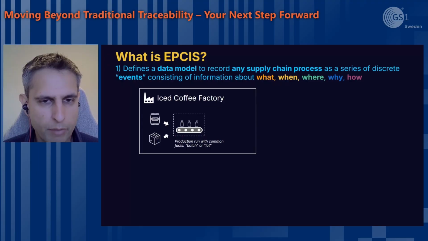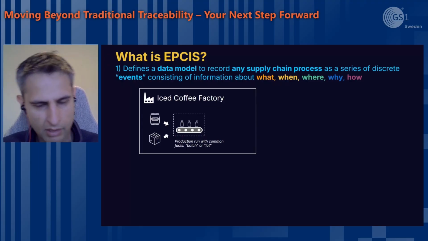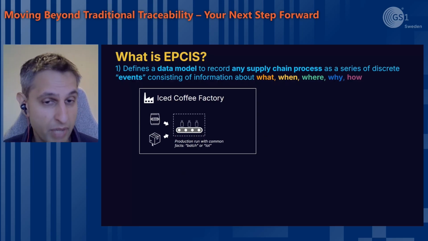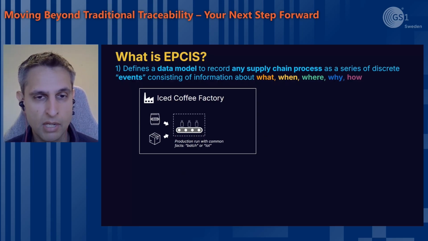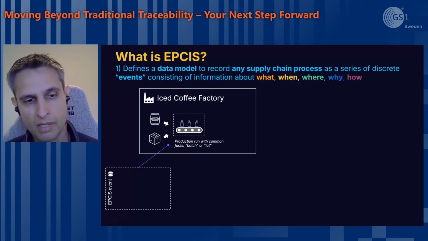What if I'm making iced coffee? What if I'm making a production run, which is a specific batch of iced coffee? I'm making little bottles of that. Well, there's going to be inputs into my production run. There's going to be a batch of sugar, a batch of coffee beans, and so on. So what we can do is create an EPCIS event that models that specific business operation.